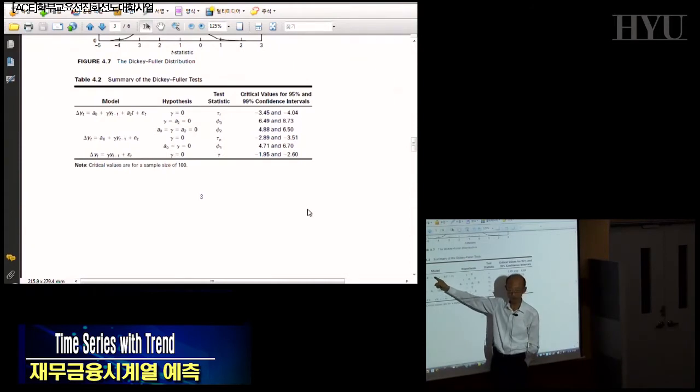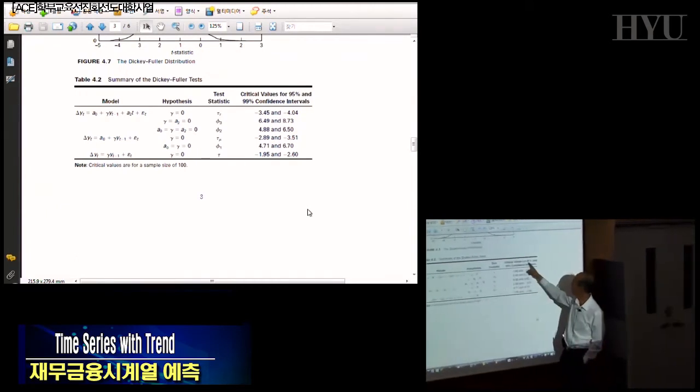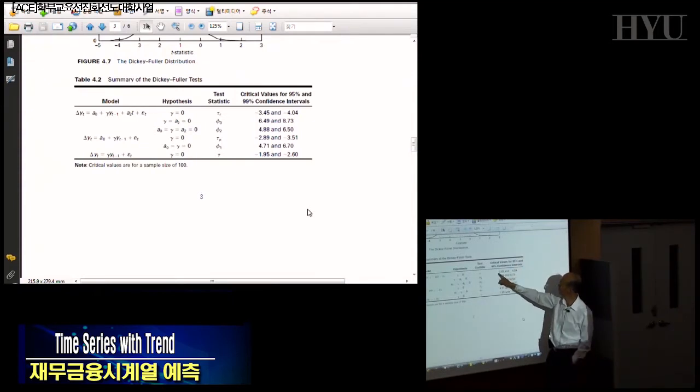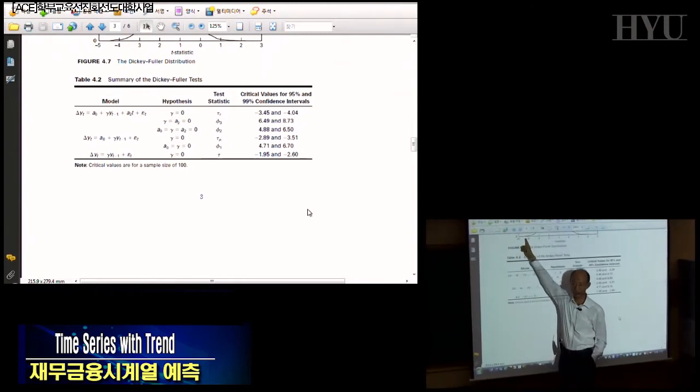Okay, the same one we've seen from the previous slide. So if this is the null hypothesis, use the usual t statistic from least squares, and then refer to this table, this distribution, where the 95% cutoff value is minus 3.45. Okay? And for the 99% confidence interval, well, that's minus 4.0, making 1%.